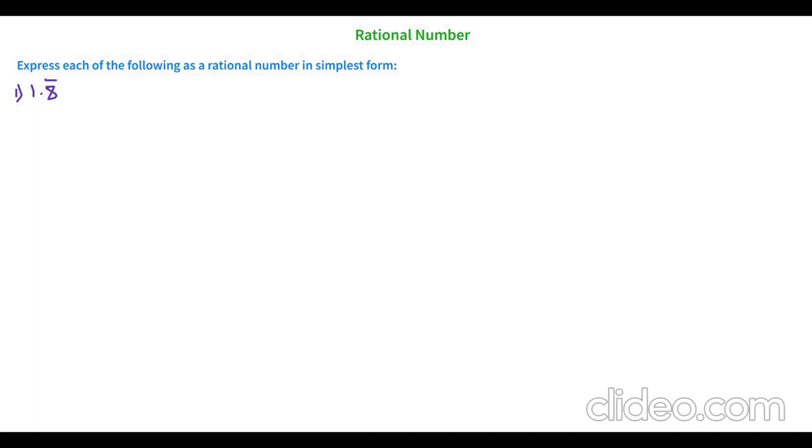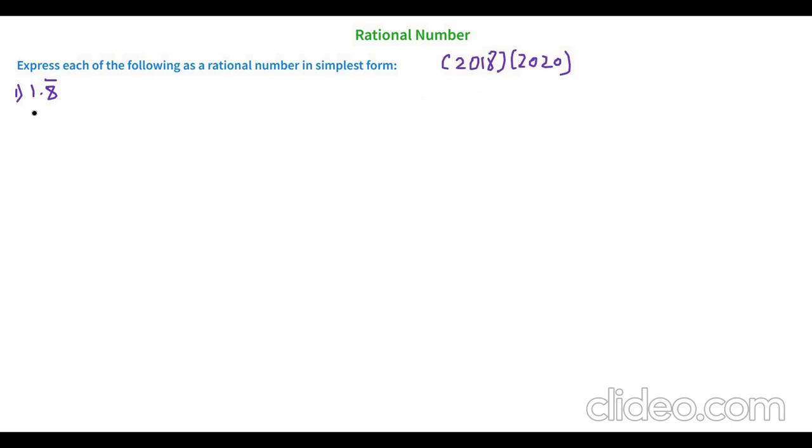In this video we are going to learn a few examples of rational numbers. The question is: express each of the following as a rational number in the simplest form. This is for grade 10 students, first chapter, real numbers. These questions were asked in the 2018 and 2020 papers. I'm going to discuss two questions today, both from the board exam papers.